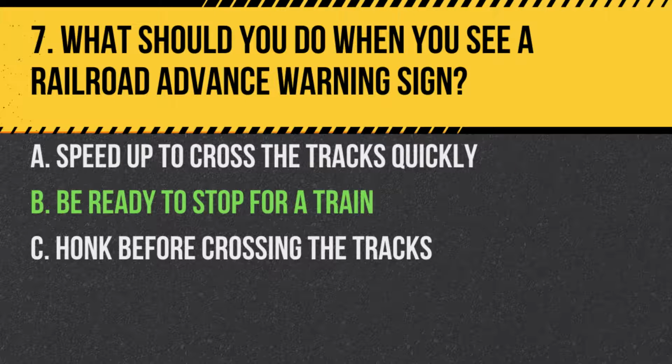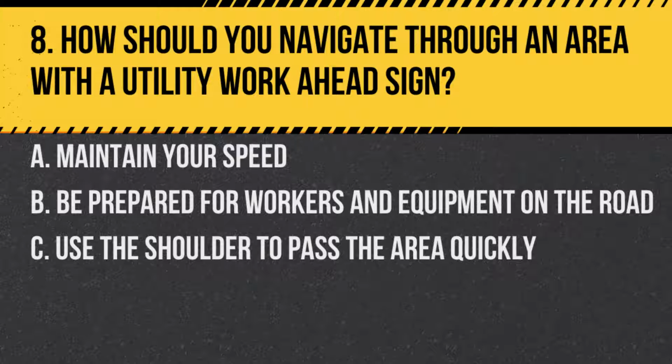Question 8. How should you navigate through an area with a utility work ahead sign? A. Maintain your speed. B. Be prepared for workers and equipment on the road. C. Use the shoulder to pass the area quickly.